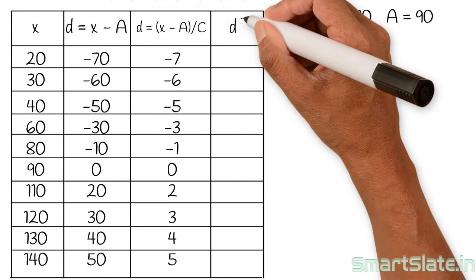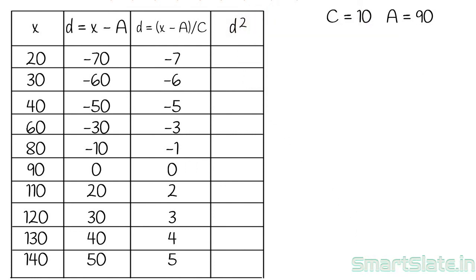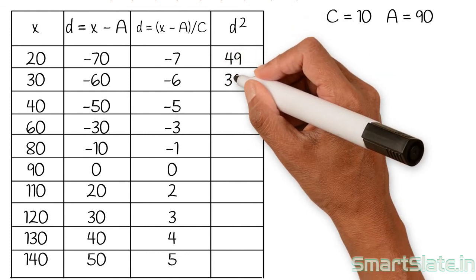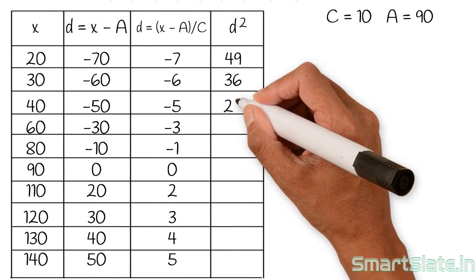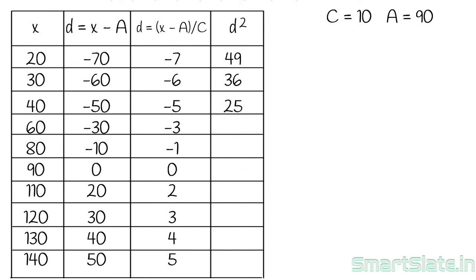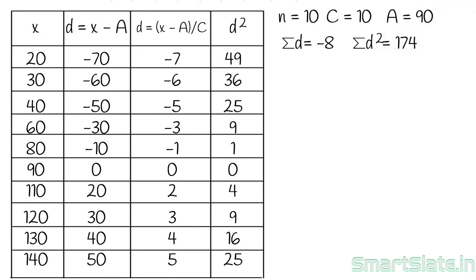Now, find the square of these numbers. Square of minus 7 is 49. Minus 6 square is 36. Minus 5 square is 25. Square of minus 3 is 9. Like this, I have listed squares of each of the deviations. Now, find the sum of deviations. Sum of all these elements is minus 8. Now, find the sum of squared deviations. It is sum of D square, which is 174.